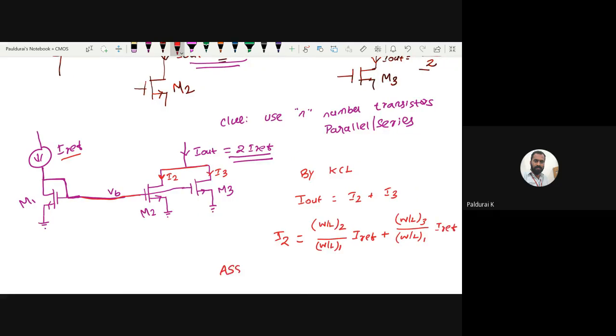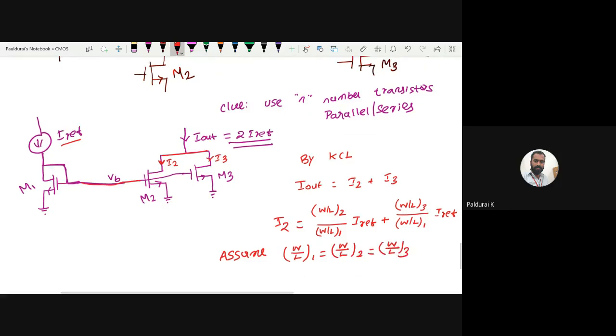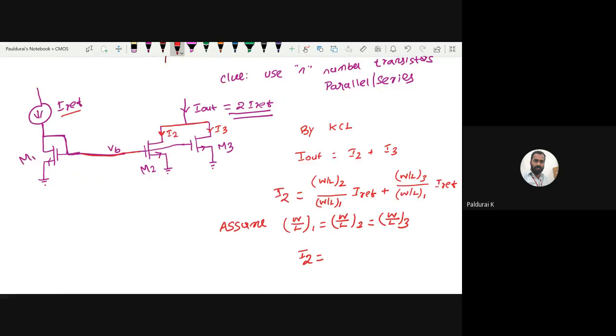Assume M1, M2, M3 are identical. Identical means width to length ratio of the first transistor is equal to width to length ratio of the second transistor, which is equal to width to length ratio of the third transistor. If all transistors are equal, then what will happen? It becomes I reference plus I reference, which is 2 times I reference.